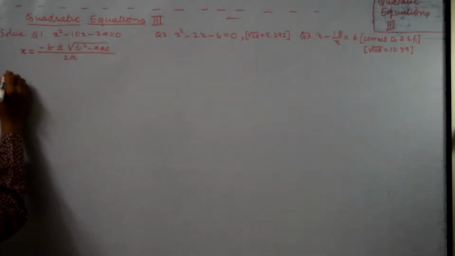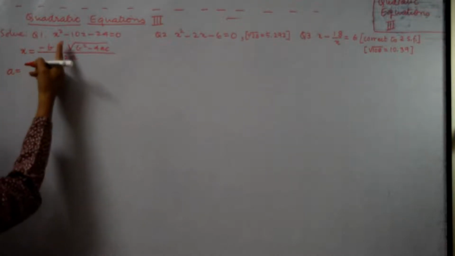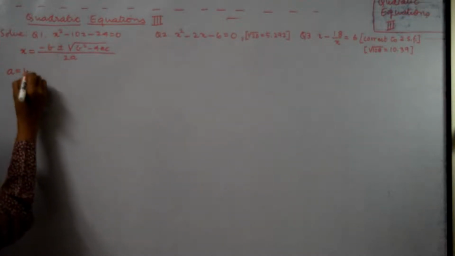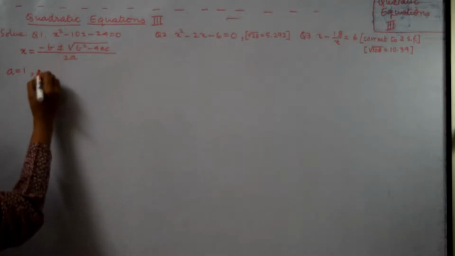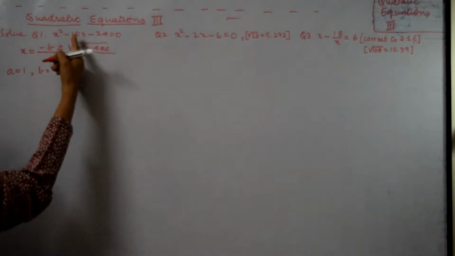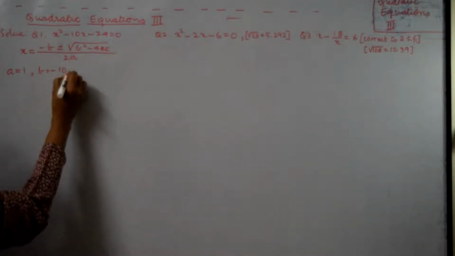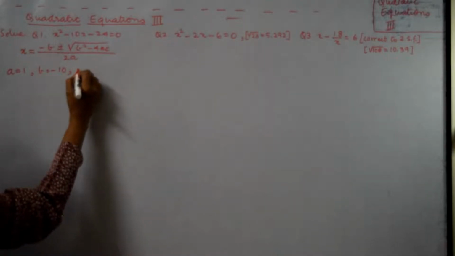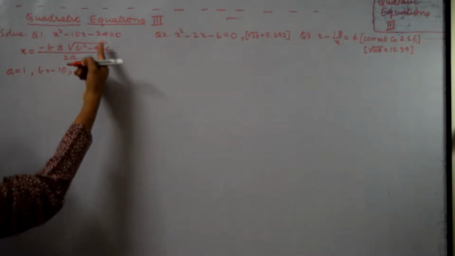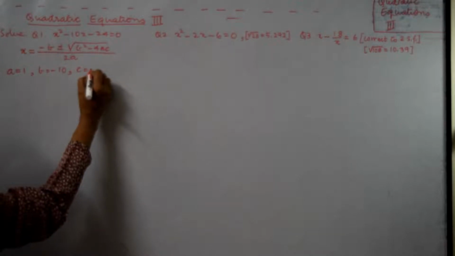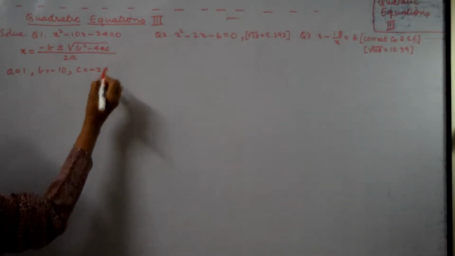So now let us see for this particular equation what is our value of a. Let us write a here is 1, b is the coefficient of x which is minus 10, and c is the constant. So that is minus 24, that is the value of c.